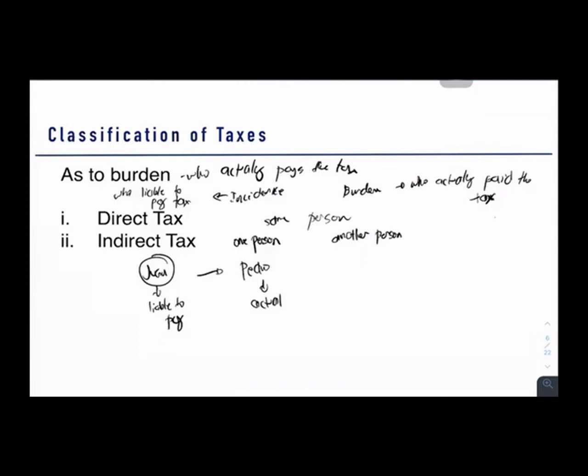So, sir, what is an example of an indirect tax under the Philippine context? That is your VAT. An example of indirect tax under the Philippine context is your VAT. So, under your VAT, guys, what happens is that the seller passes the VAT to the buyer. Sir, what is VAT? Value-added tax. A value-added tax or VAT is a tax on consumption. Sir, what is a tax on consumption?